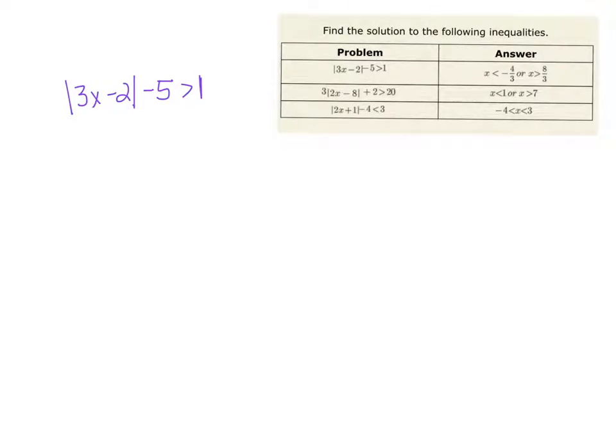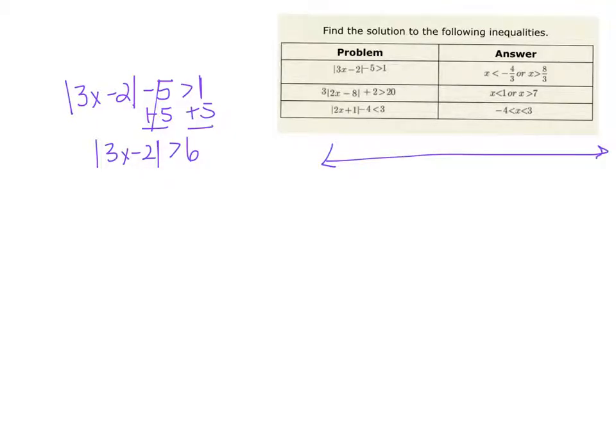So we're solving an absolute value inequality. We first still want to isolate that absolute value. So I'm going to add 5 to both sides of this inequality. So I have 3x minus 2, the absolute value of that is greater than 6.